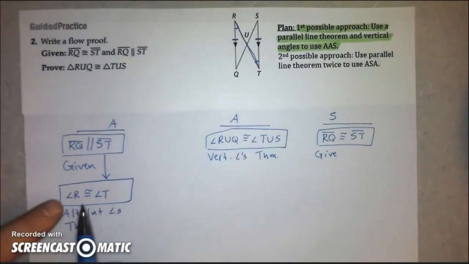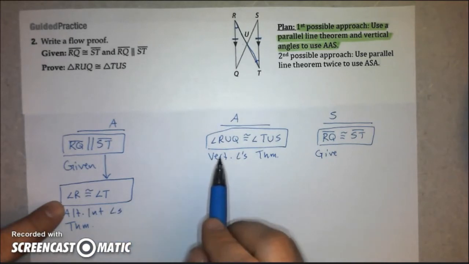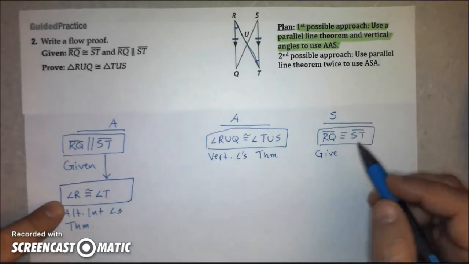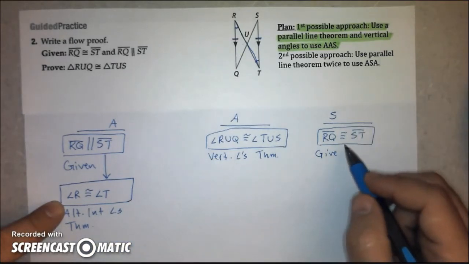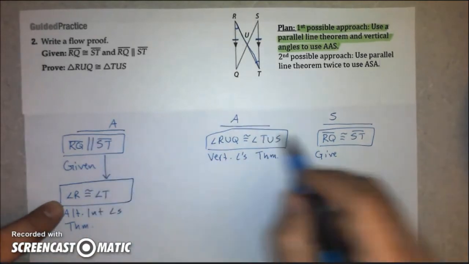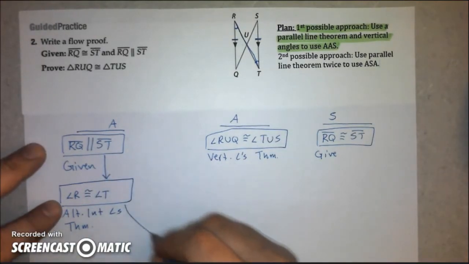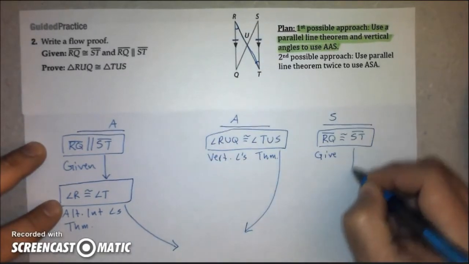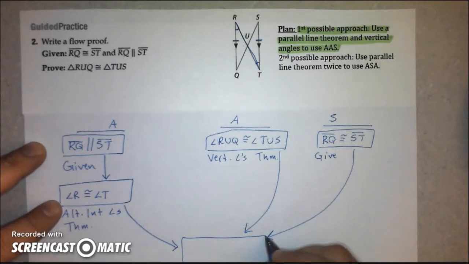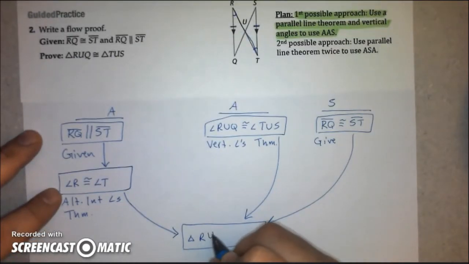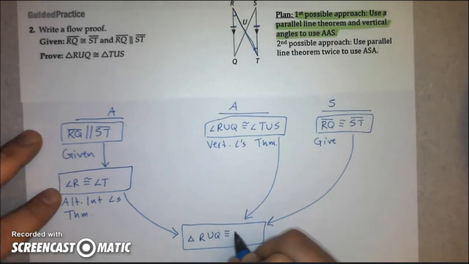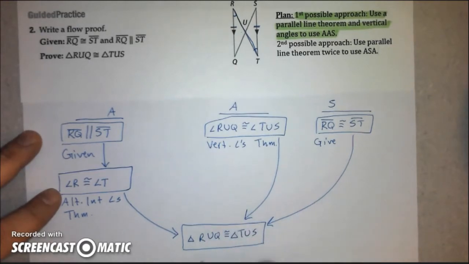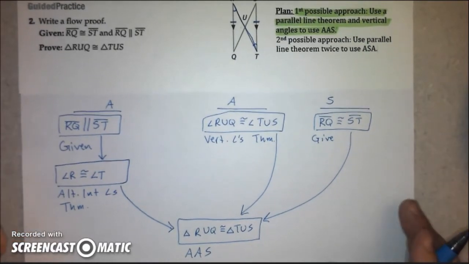So I've shown two pairs of congruent angles and a pair of congruent sides, that's the non-included sides. So I can use angle, angle, side to show that the triangles are congruent. So I'm just going to make arrows to say that triangle RUQ is congruent to triangle TUS by angle, angle, side. And that's how we can do that proof.